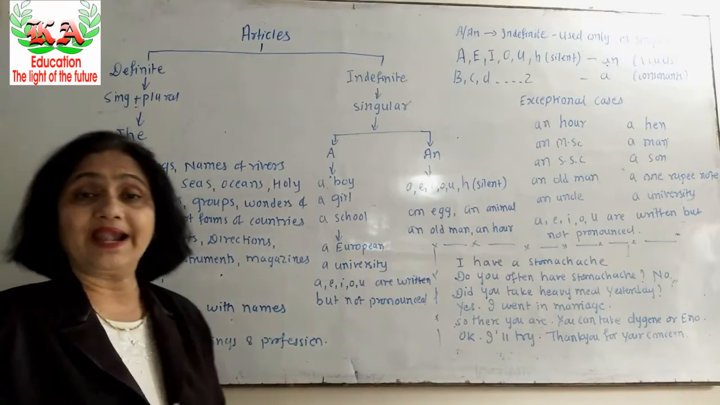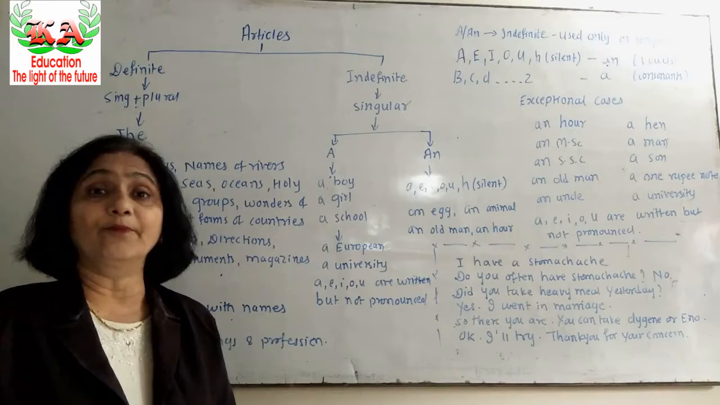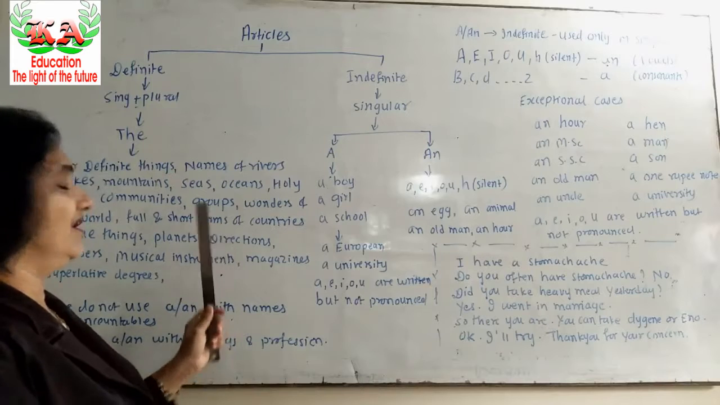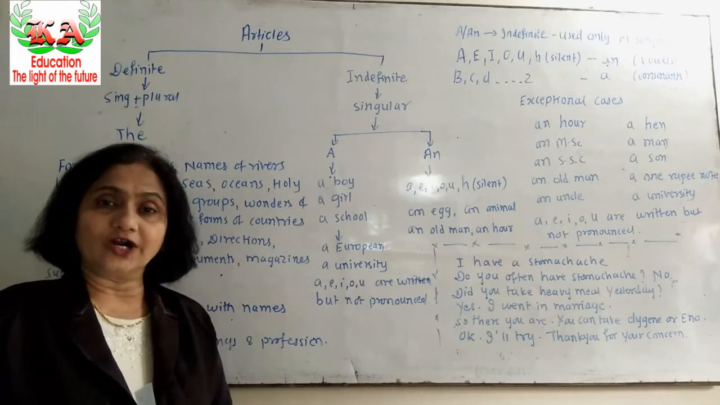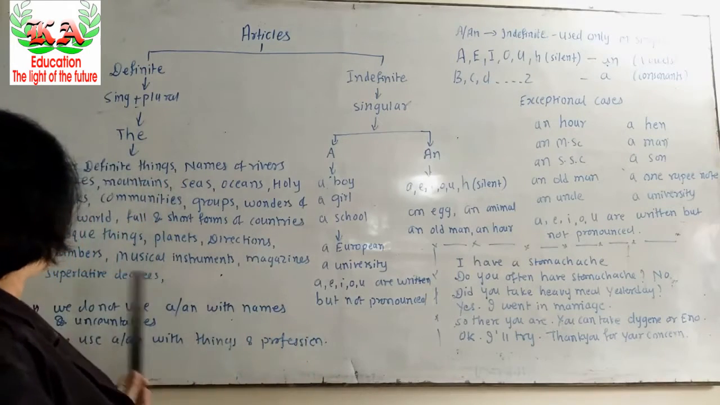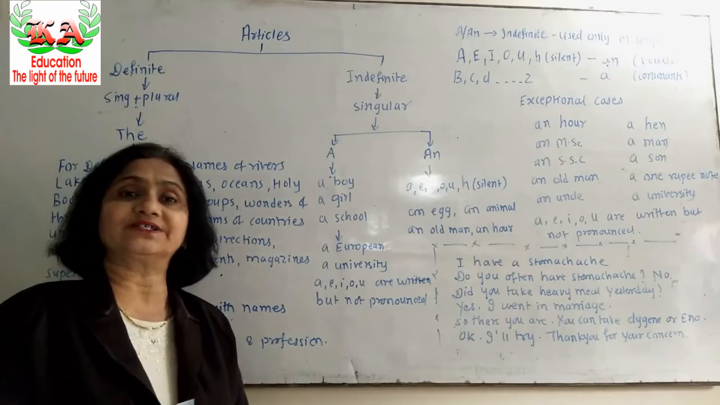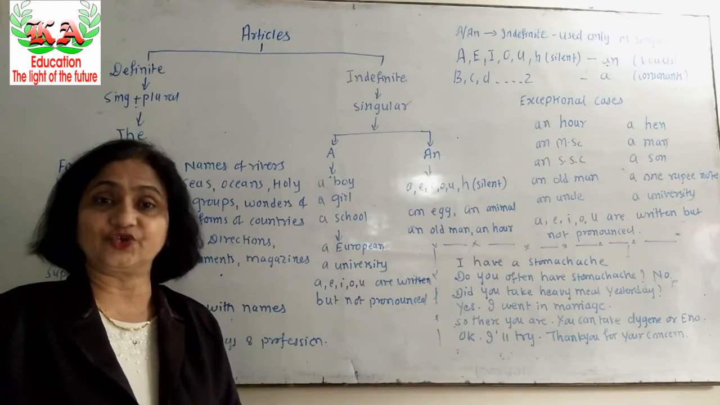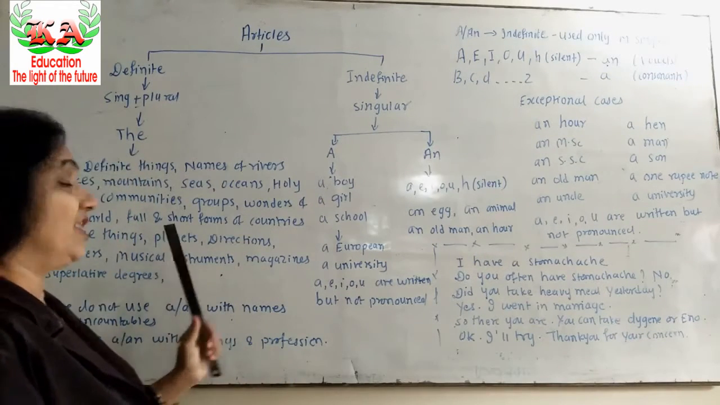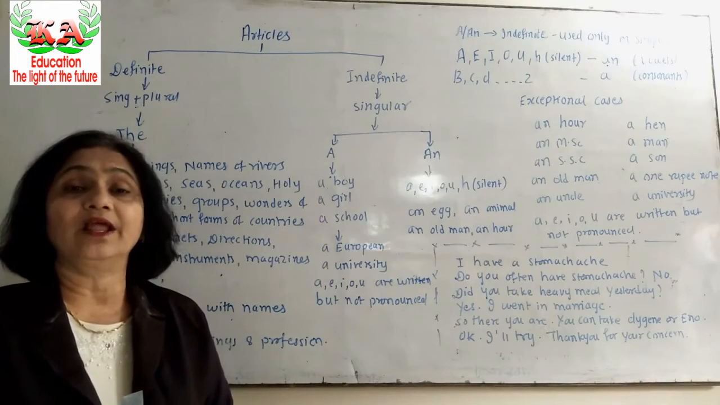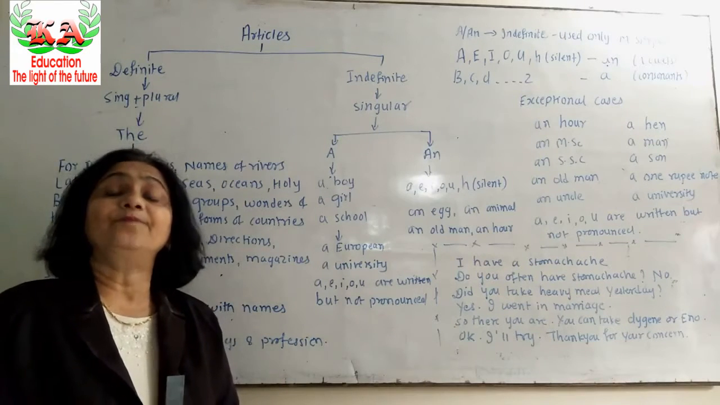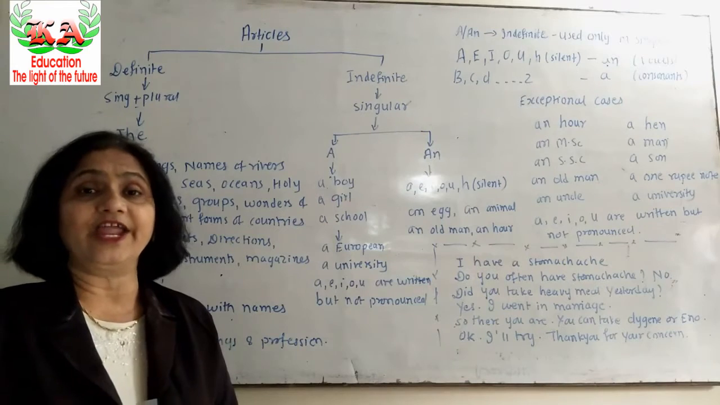With the planets, that is the Sun, the Moon, the Mars, the Jupiter, the Venus, the Saturn. With the directions, the North, the East, the Northeast, the Southeast. We say the. With the numbers, he is the first in the class. He is the last to come. The end. So with the numbers we use the. With the musical instruments, the mandolin, the violin, the guitar. With the magazines, the Sevi, the Stardust, the Indian Express.